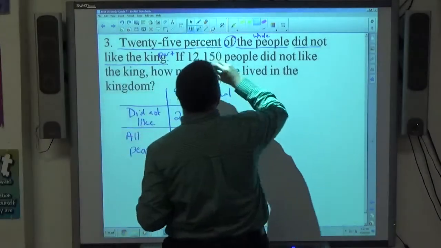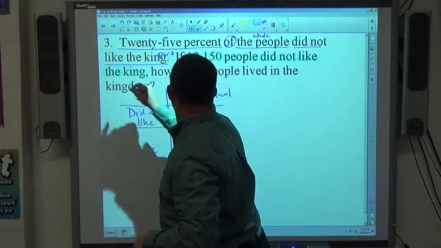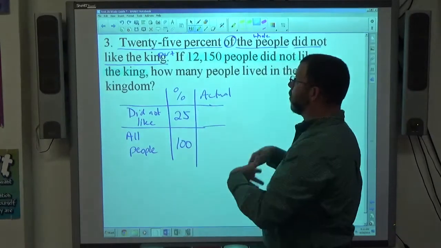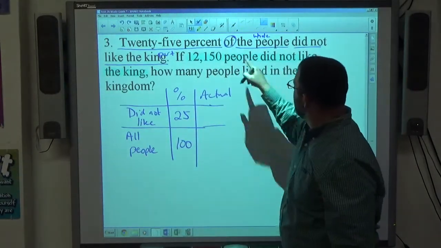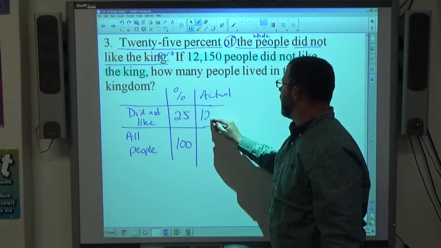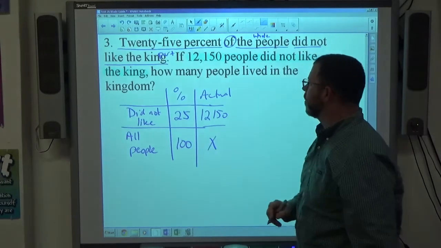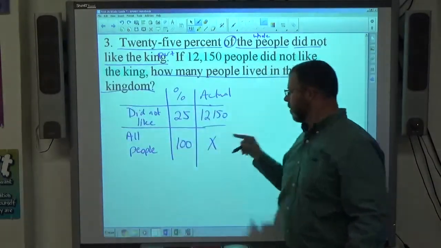Now, if we take a look at the next statement, it says 12,150 people did not like the king. If this matches this, you get to put it here. If it says 12,150 people were in the kingdom, that would go down here. So again, pay close attention to what they're giving us. 12,150 goes there. Unknown is what we're looking for, because how many people lived in the kingdom is the question. That's what we don't know.